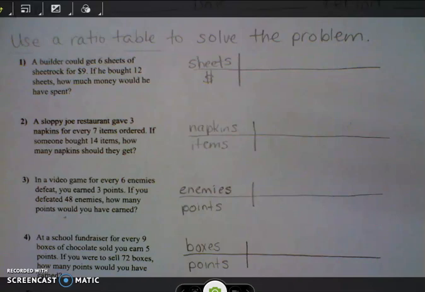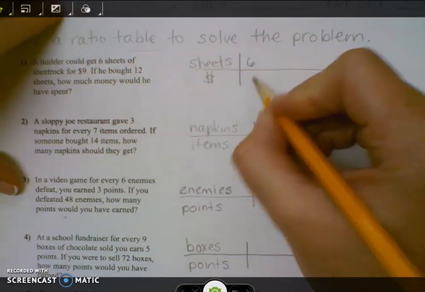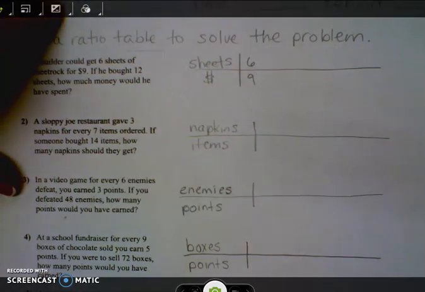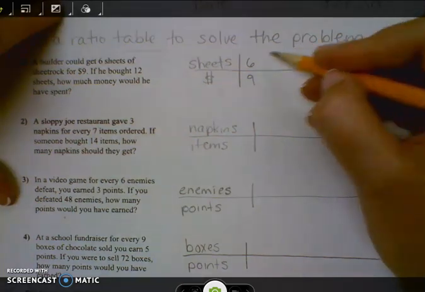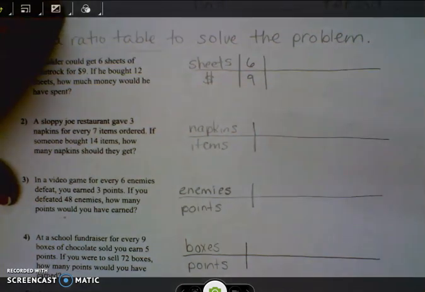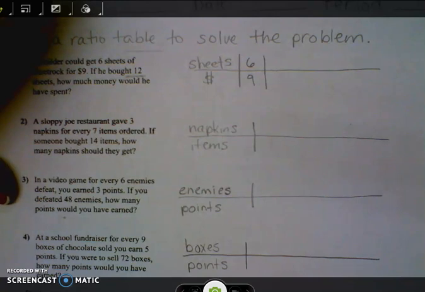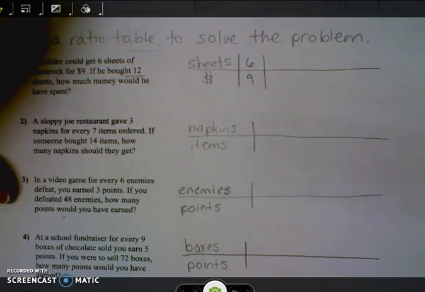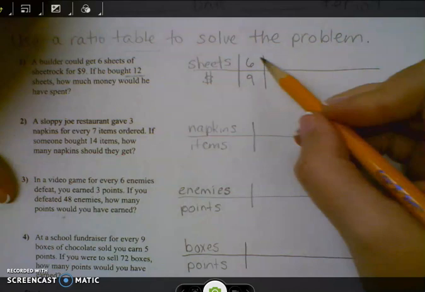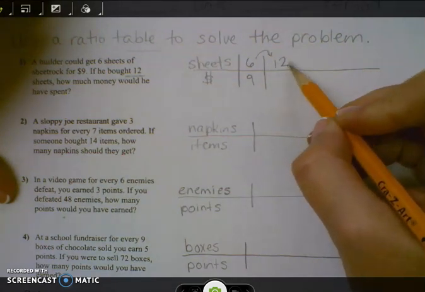So I know that 6 sheets is $9. So I'm going to start with that. And that's my starting ratio. I want to find 12. 12 is my answer. So I want to find out how much it's going to cost for 12 sheets. So I know that I want to get to the answer of 12.